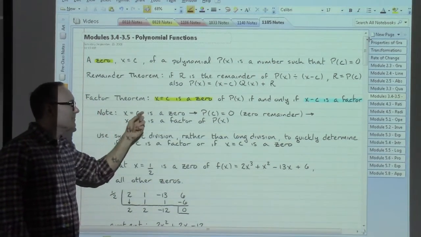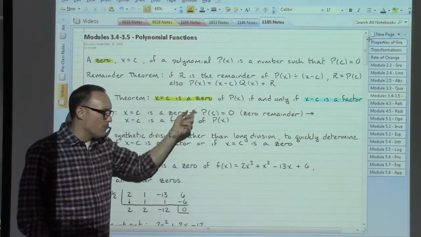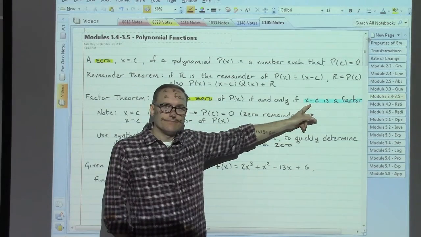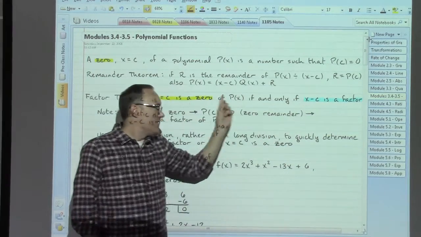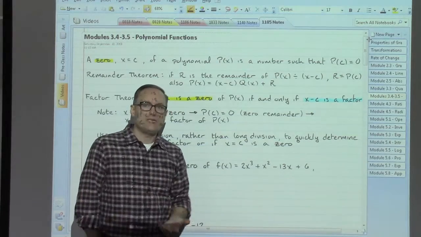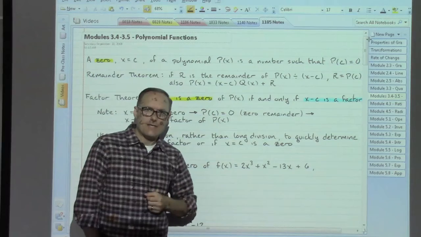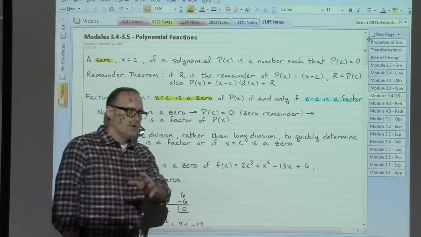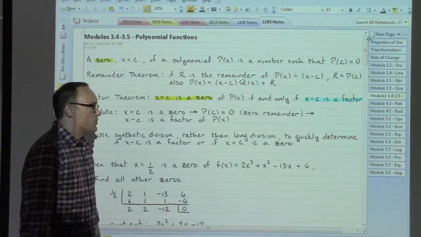That's the Factor Theorem. If x equals c is a ZERO, then that means x minus c is a factor. And vice versa. If I know that x minus c is a factor, that means x equals c is a ZERO. And we've already been using that idea when we talk about factoring quadratics and getting x-intercepts. Hey, we've already been doing that. Now we're taking that and boosting its usefulness.